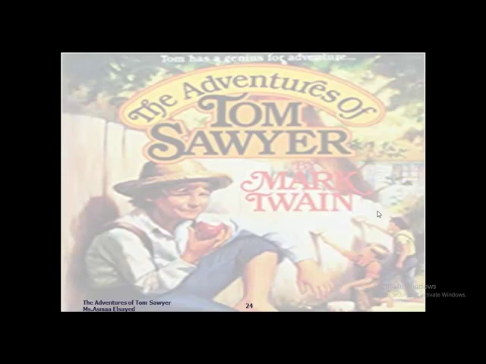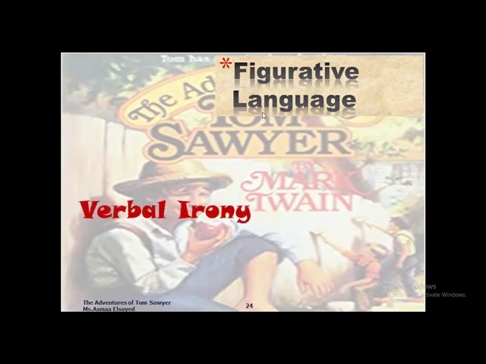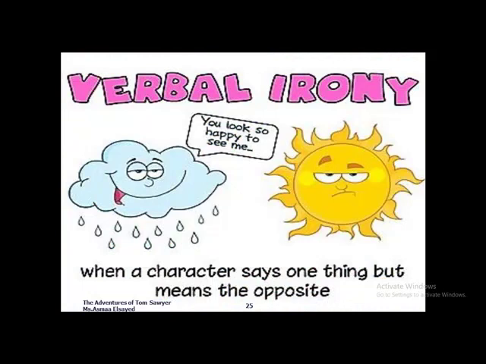Last time we learned how to use context clues and verify the meaning using the dictionary. This time we're going to analyze the use of figurative language. Here I need to focus on verbal irony and the pun. Let's just start with verbal irony. What do you mean by verbal irony? It's when a character says one thing but means the opposite.